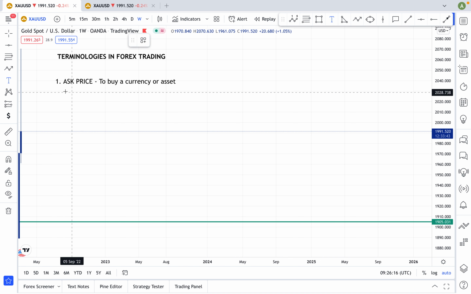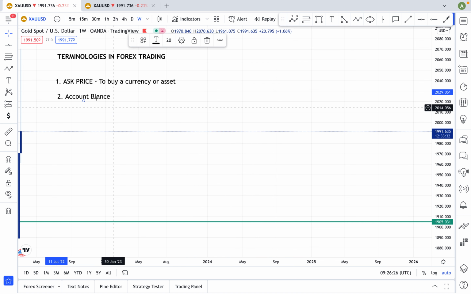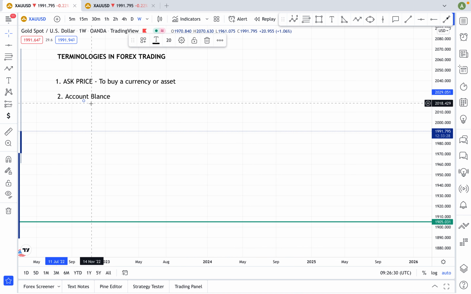The second thing is account balance. The account balance of your forex trading matters. This is the value of your account: the money you deposit, the profit, the loss, the equity, the open trades, the open positions. It is all included in this account balance.